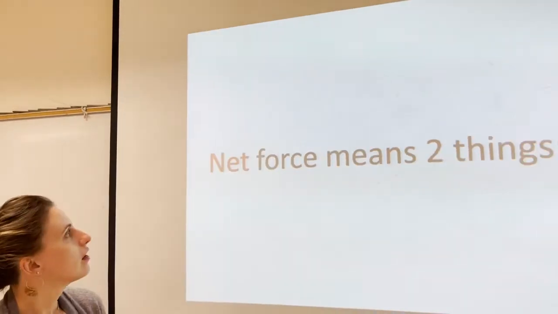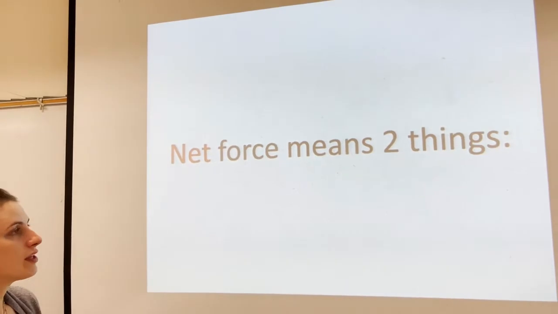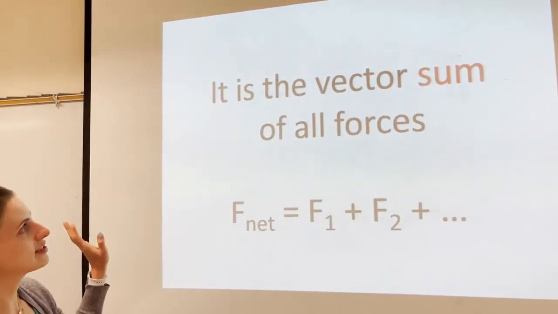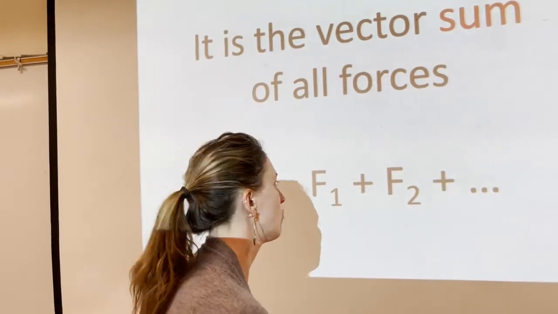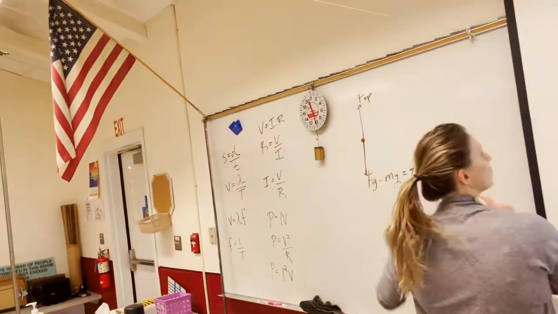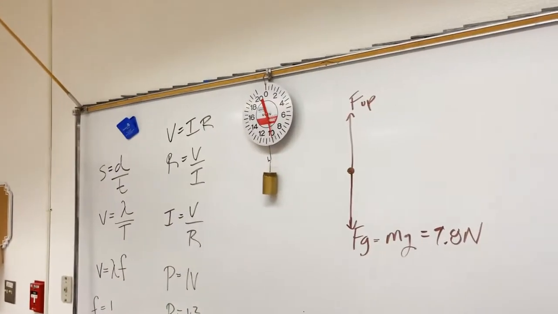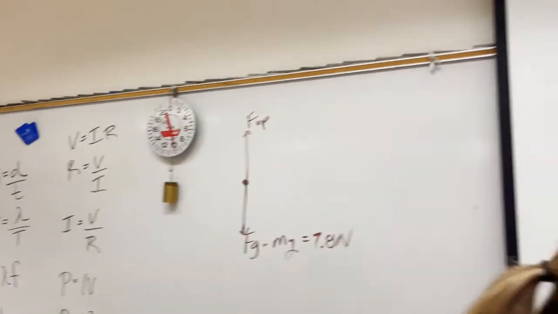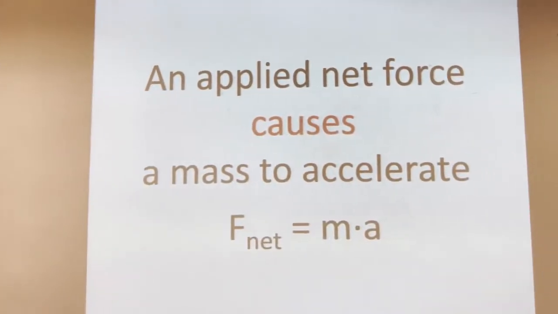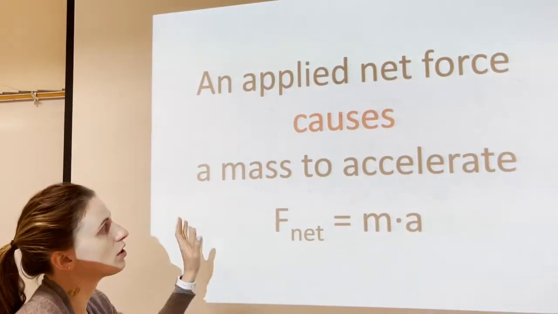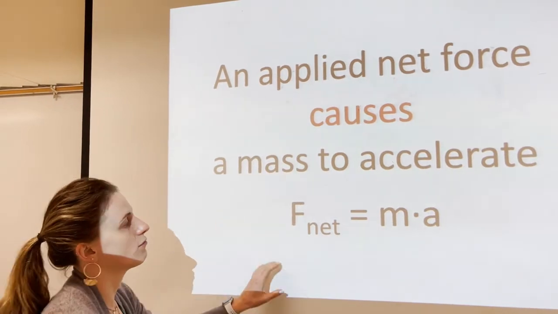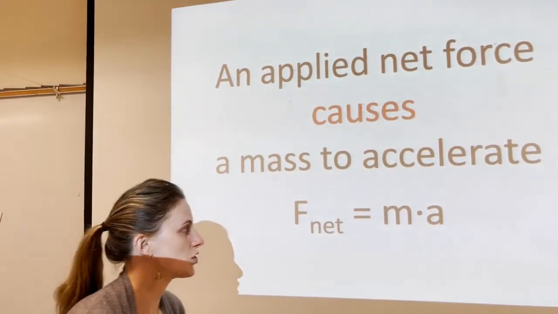Net force means two things. It's the vector sum of all the forces, so it'd be the first force plus the second force. The net force right here is going to be 0. An applied net force causes a mass to accelerate. We also need to be able to use this equation: the net force equals the mass times the acceleration.